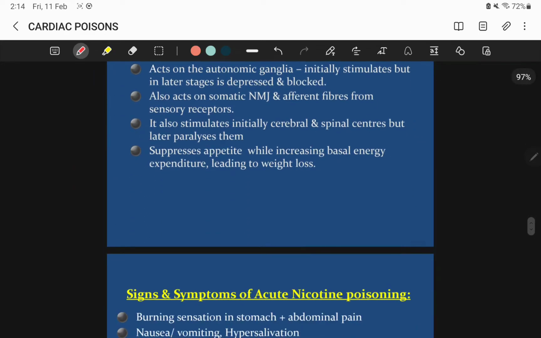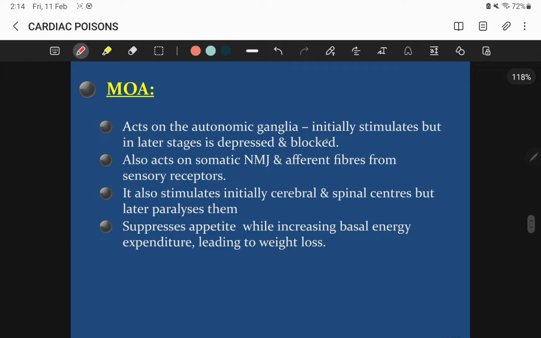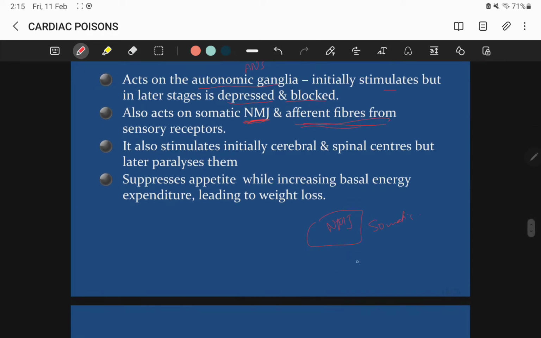What is the mechanism of action of nicotine? It acts on the autonomic ganglia, the autonomic nervous system, which it initially stimulates, but in the later stage it depresses and blocks. It also acts on the somatic neuromuscular junction, NMJ, and the afferent fibers from sensory receptors. It also initially stimulates the cerebral and spinal systems, but later paralyzes them.